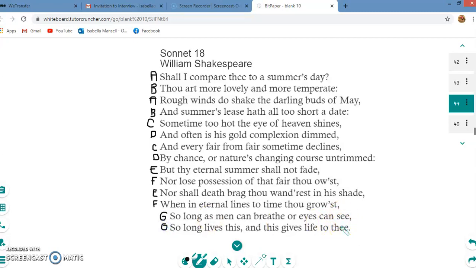Great, so I hope that makes a little bit more sense now with the rhyming scheme. We've got A, B, A, B, C, D, C, D, E, F, E, F, G, G.